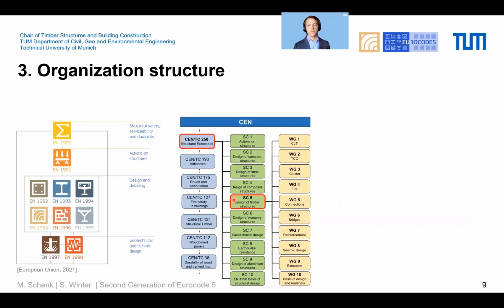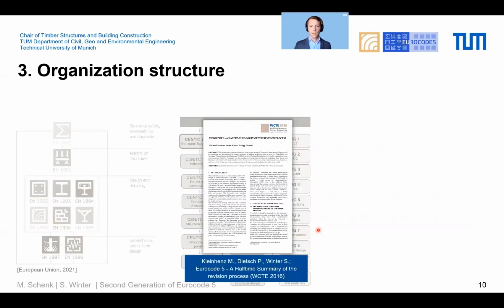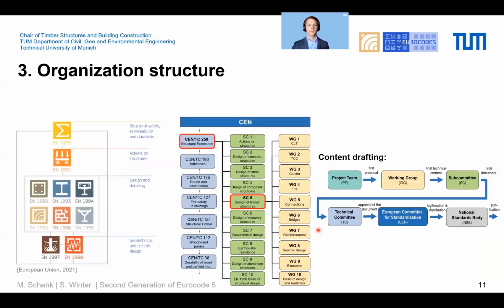SC5 itself is organized in 10 working groups, where experts in their fields from all over Europe prepare design provisions for assigned subjects, like, for instance, Working Group 7, as you can see here. Working Group 7 is in charge of reinforcement of timber structures. For an in-depth view into the organization structures, responsibilities, and procedures in SC5, I strongly recommend the paper of Miriam Kleinhans, Philip Dietsch, and Stefan Winter, which was presented at WCTE 2016. Me, in turn, now would like to present the drafting process to you in a very simplified way.